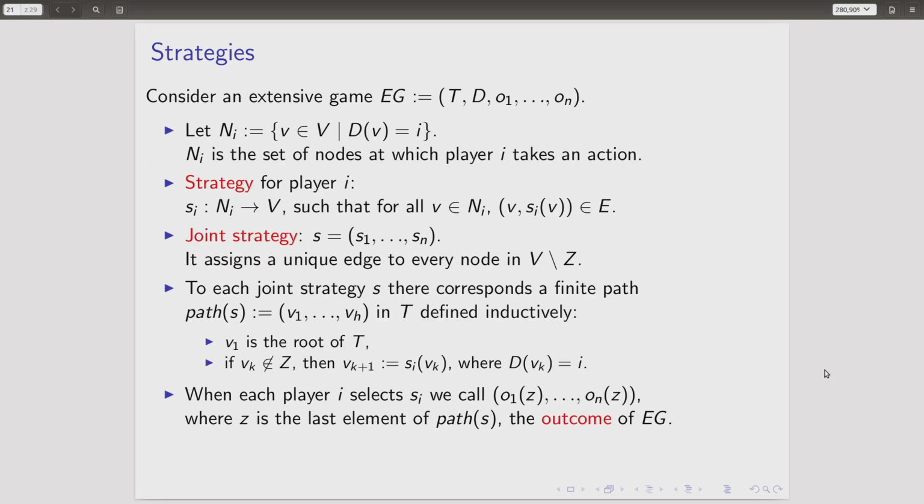Still, the definition is complicated because now we have to say what is a strategy of a player in a game. Think of it informally. Suppose that you play chess against a computer. Now, what does it mean? That this computer knows in every single situation what move to make. So this will be the strategy of the computer.